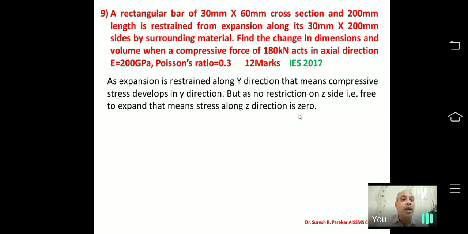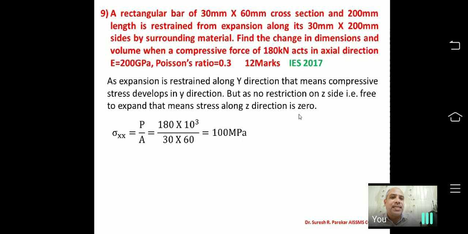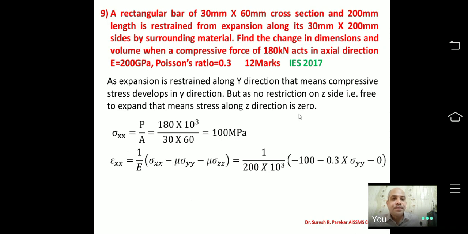30 millimeter by 200 millimeter, and in between these two we have dimension as 60 millimeter. So the prevented dimension is 60 millimeter. Now we have that considered as z. Now sigma xx we can find, that is given, which is 180 kilonewton upon 30 by 60, which is cross section, 100 MPa.